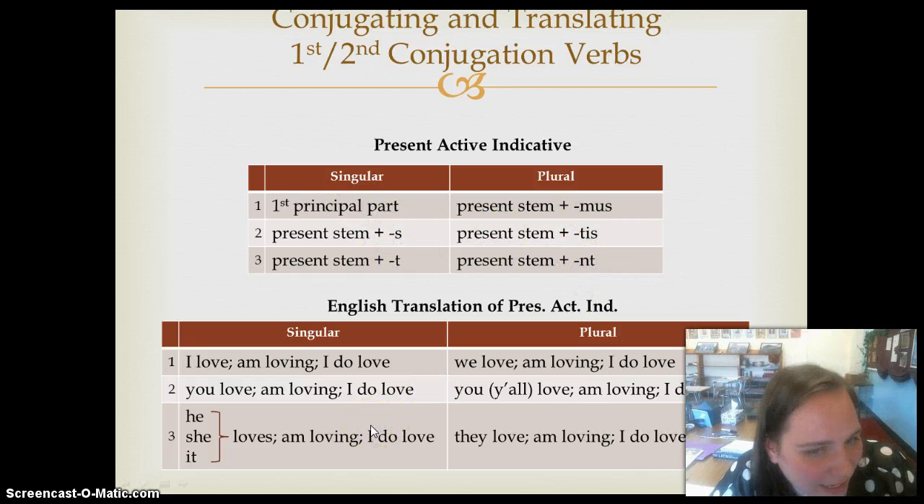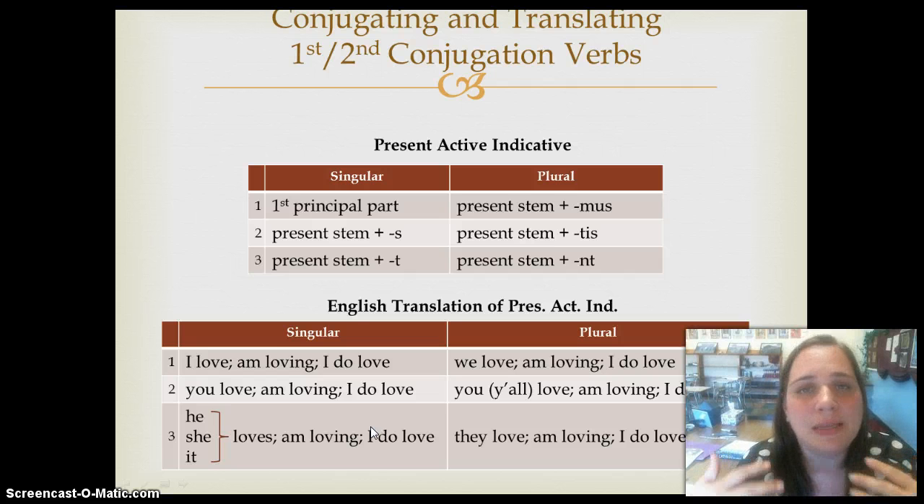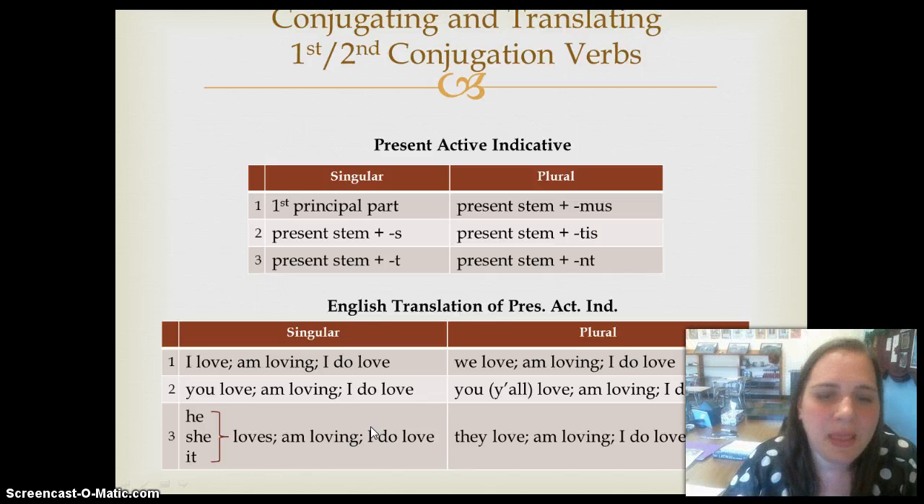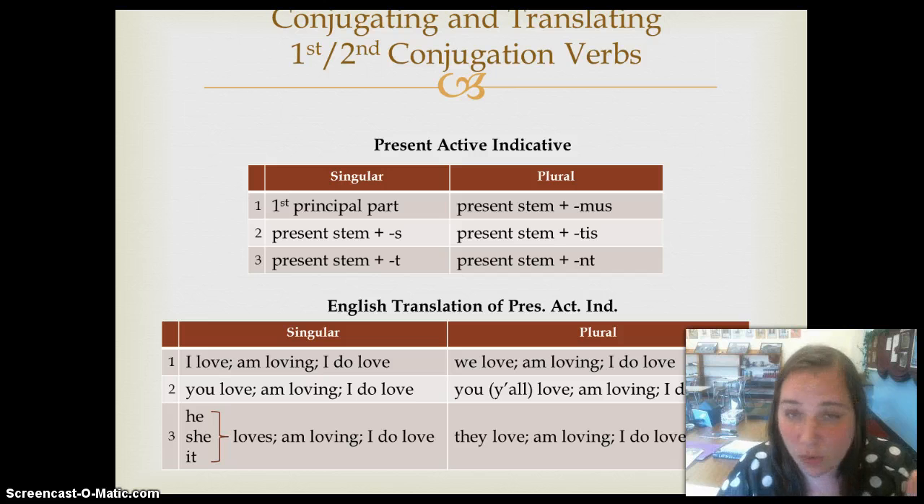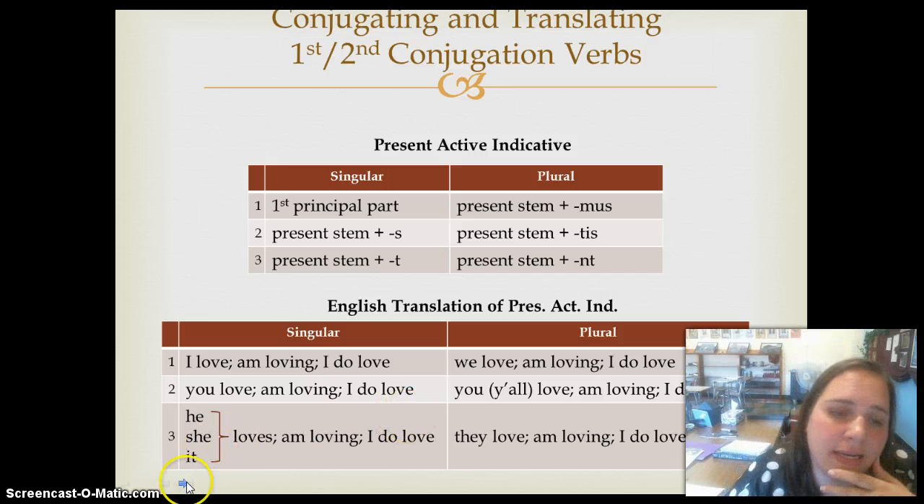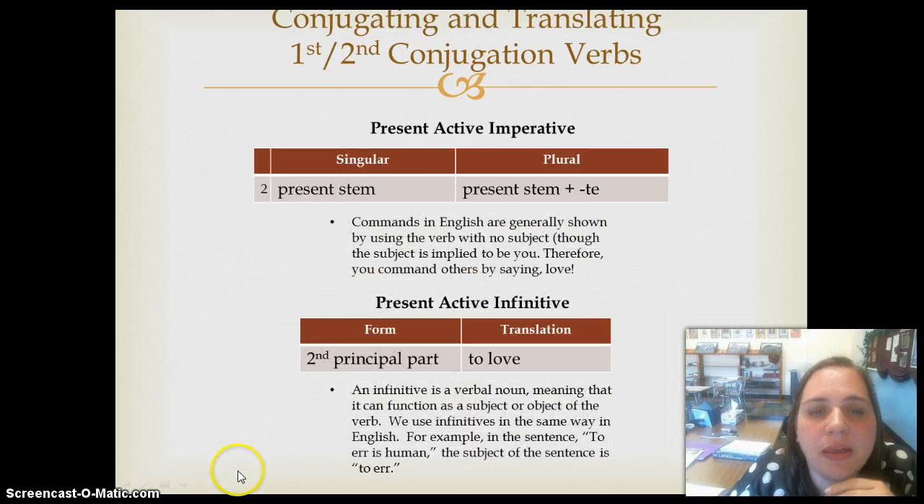How do we translate the present active indicative? Well, indicatives tell you simple statements or questions, right? And in the present, there are 3 ways that we can translate it in English. There's only one form in Latin, but 3 ways to translate it. I love, I am loving, I do love, so on and so forth. You love, you are loving, he, she, it loves or is loving, so on and so forth, okay?